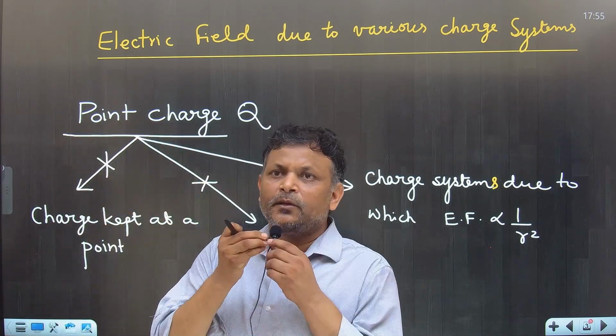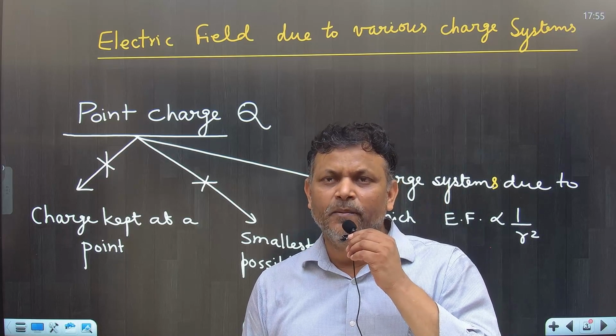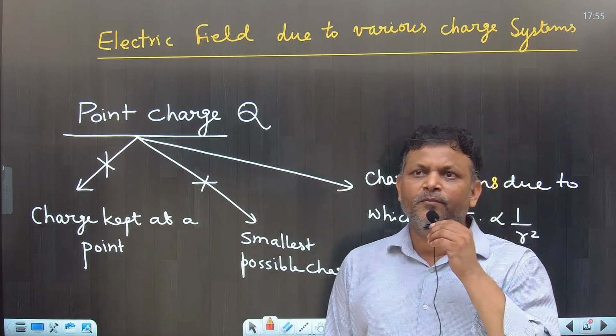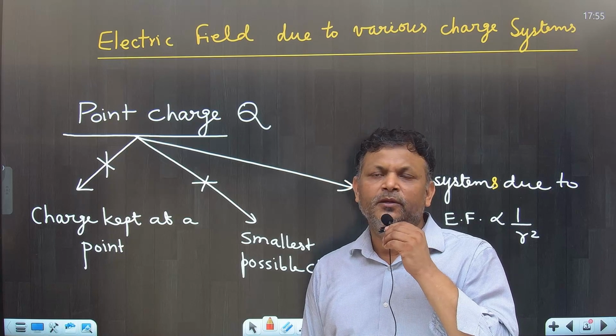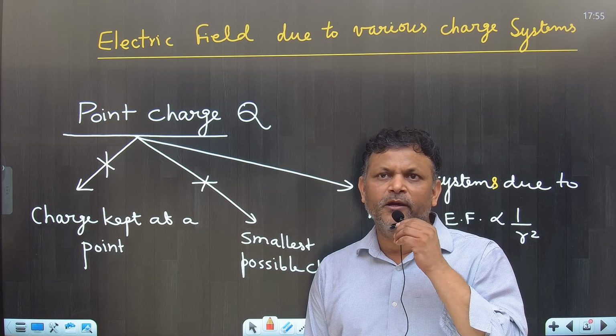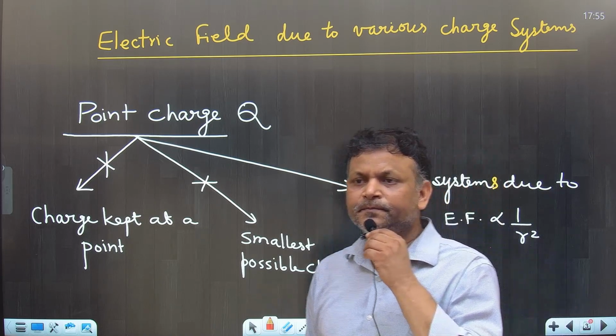Hello. Today we will discuss various charge systems and electric field due to them. There are around 24 charge systems and we will discuss them one by one. You are advised to make a chart for yourself so that you can take a quick revision. So come, let's start our journey.